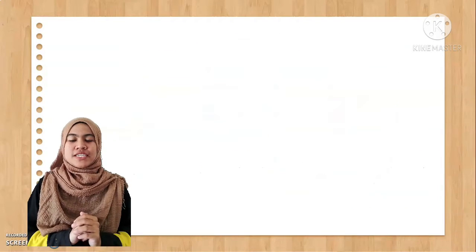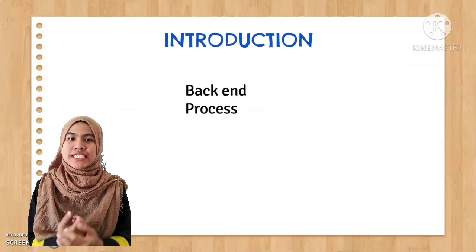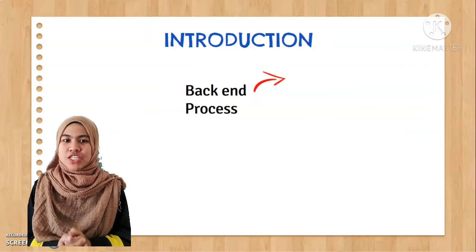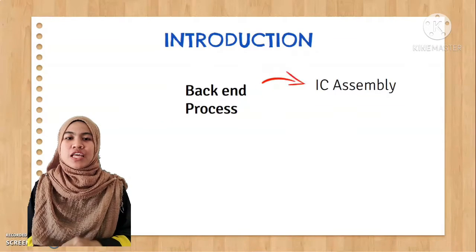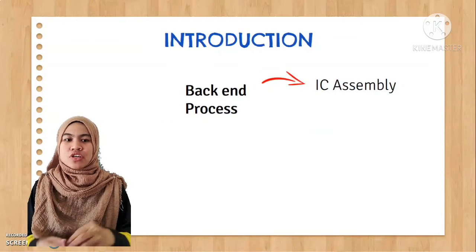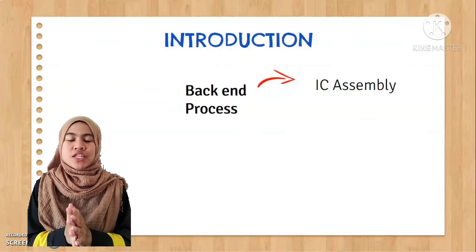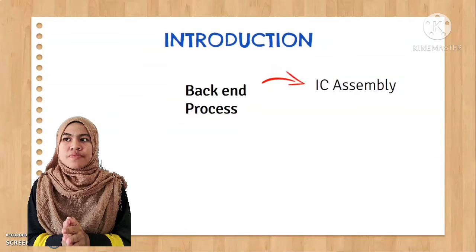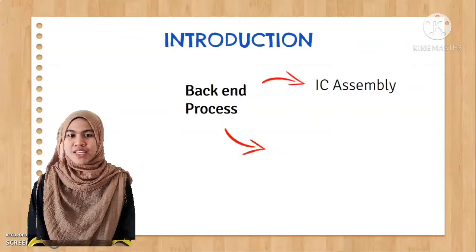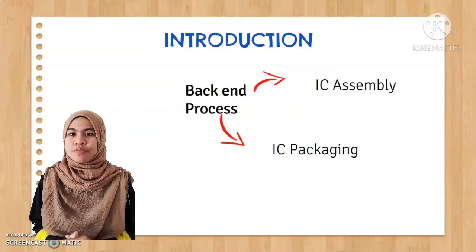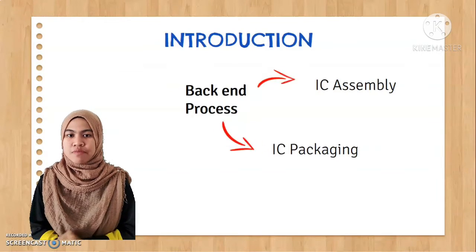Today we will look more at the back-end process of IC manufacturing, which is IC assembly and IC packaging. The first processing step after wafer fabrication and singulation that enables an IC to be packaged for system use is the IC assembly. And the IC assembly is actually divided into 2 parts: traditional assembly and advanced assembly. Integrated circuits must be packaged properly to protect them from the environment and handling damage.